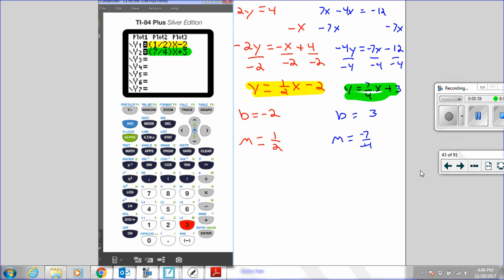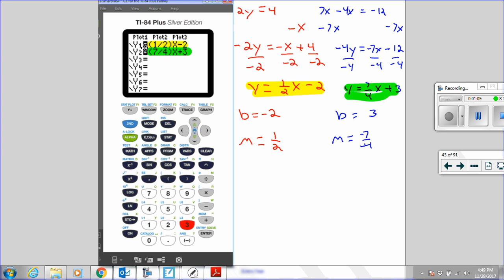So take a look at our first example here. This is a problem we did in one of my previous videos where we had to solve and find the solution by graphing. Once we got here and said y is equal to 1/2 x minus 2 and y is equal to 7/4 x plus 3, we found the slope and the y-intercept and graphed it and see where they cross. But once you get here, you can type it into the calculator like so.